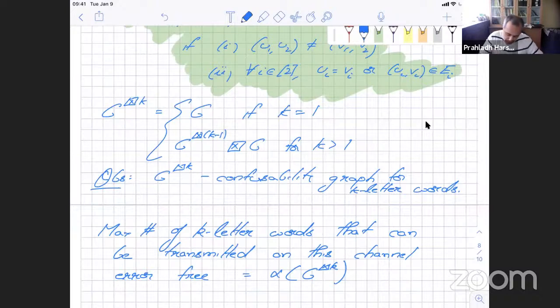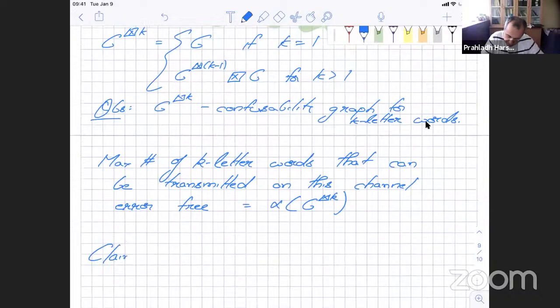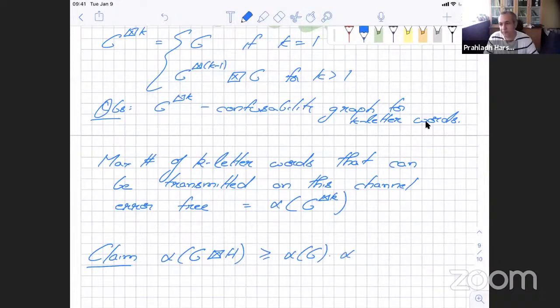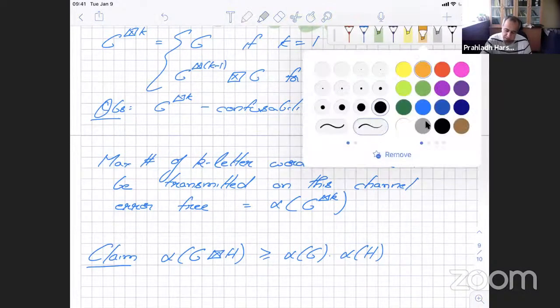And the following is an easy claim to see: alpha of G tensor H, G strong product H, is greater than or equal to alpha G times alpha H. That should be easy. Take the two independent sets in G and H, and their product will be an independent set in G strong product H. So it can only be larger than that. This claim is an easy claim.